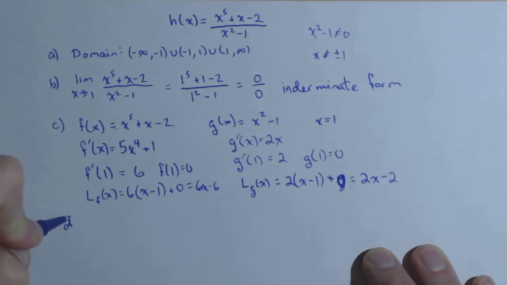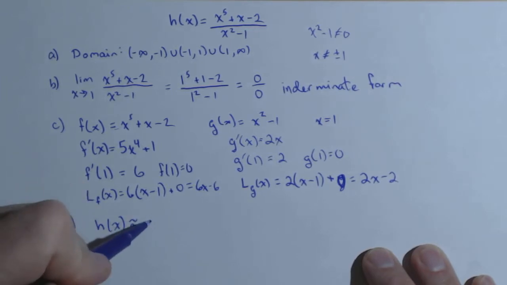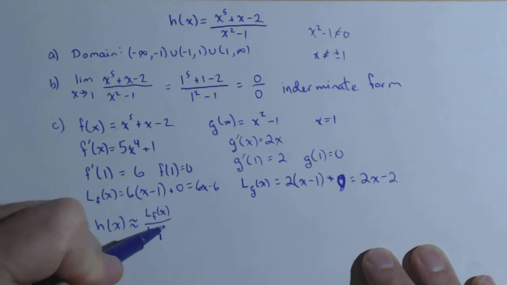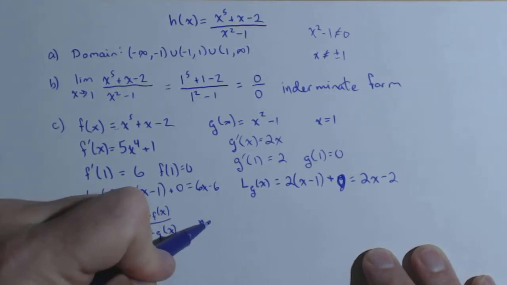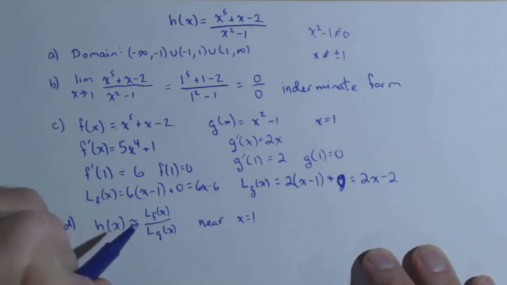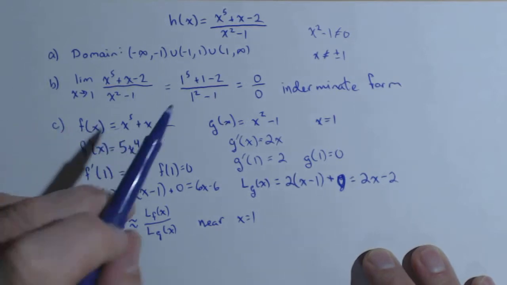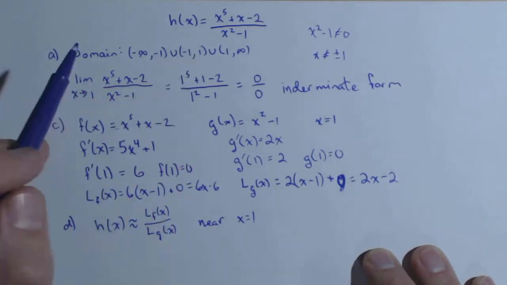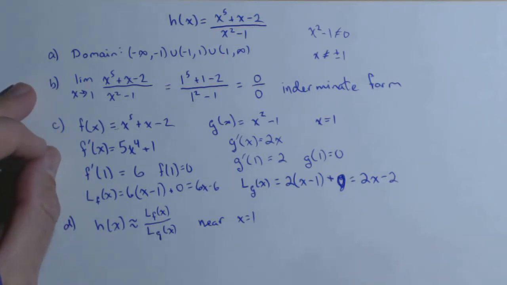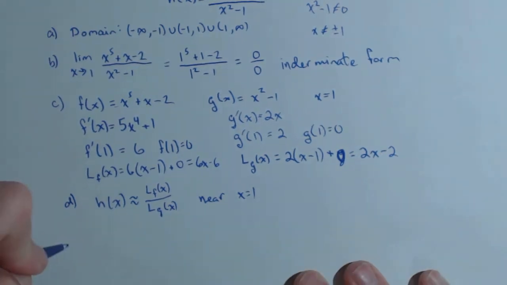Now we know that h of x can be approximated by these tangent approximations, L sub f over L sub g, near x equals 1, because the tangent lines are good approximations locally around 1. Remember what we're doing. We're looking for the behavior of this function around 1. So what we're going to do is take the limit of their tangent lines instead of the original function and see if we can find out some more information.